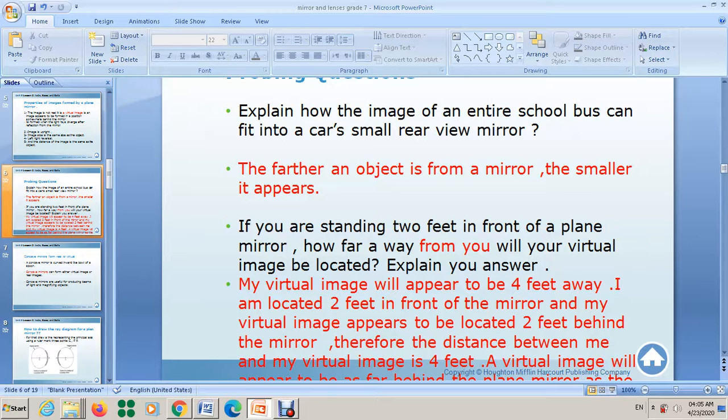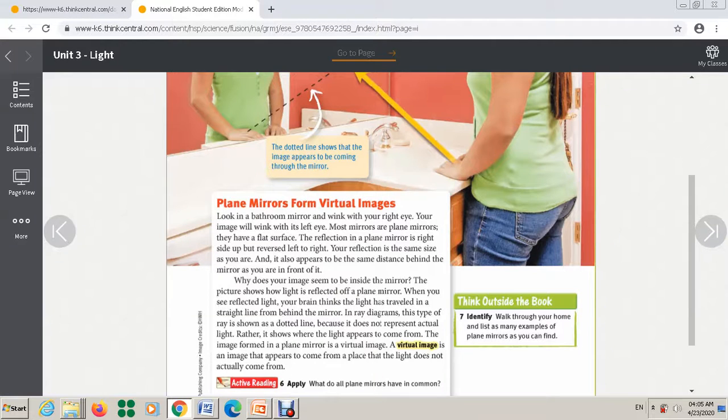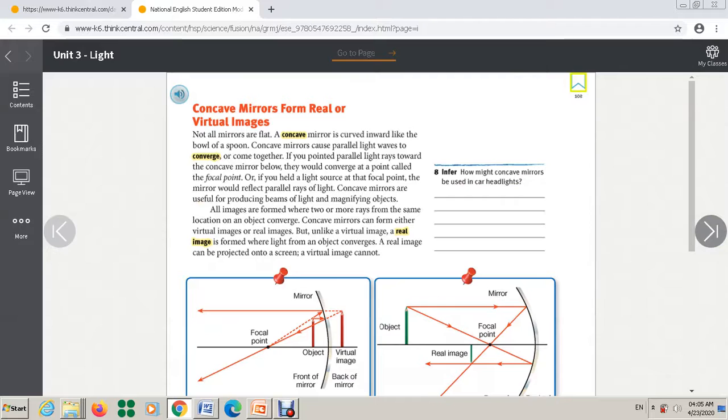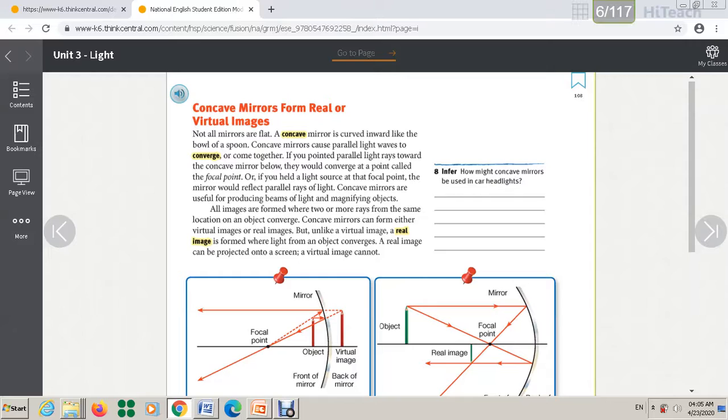Let's move now to the second part of mirrors, spherical mirrors. We studied two spherical mirrors, concave and convex mirrors. Here on page 108, you have the definition of a concave mirror. So here, a concave mirror is curved inward like the bowl of a spoon.